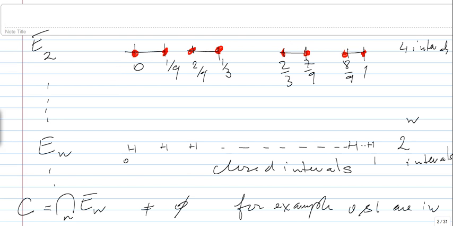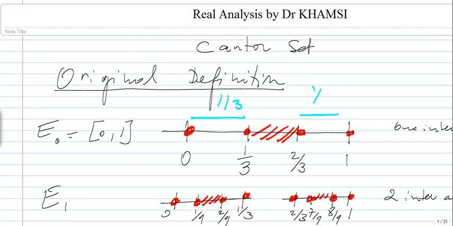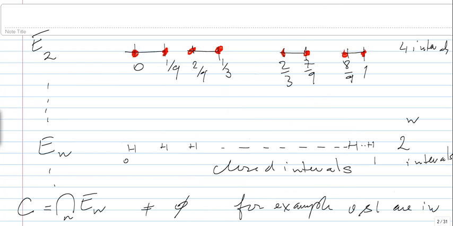Okay, what else also from this definition? What's interesting is, look at the length. I want to go back here. So what's the length of the intervals? The length of this one is equal to 1/3, and this one 1/3. Okay, and at the next level the length is 1/9 each one of them. So when you go to E_n, there are 2 to the power n intervals, and each one of them has a length 1/3 to the power n. Very important when we look at now how much do we remove from 0, 1.